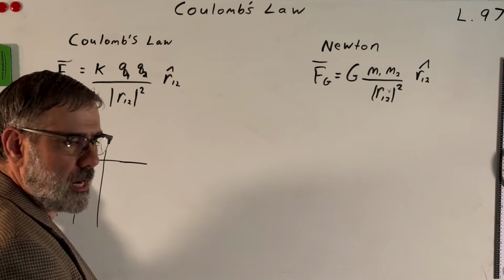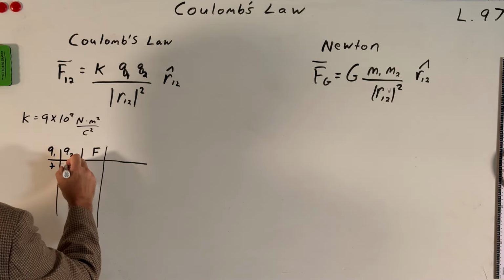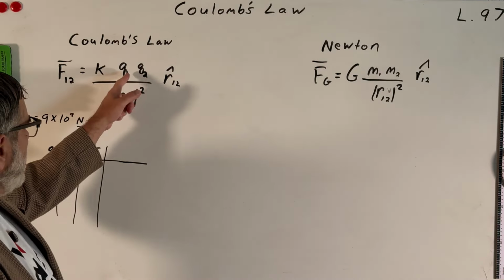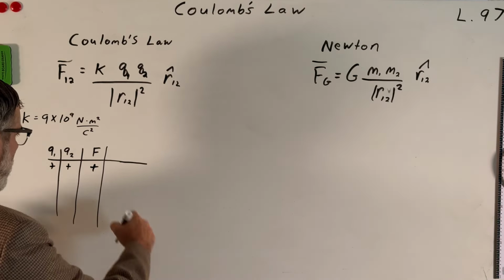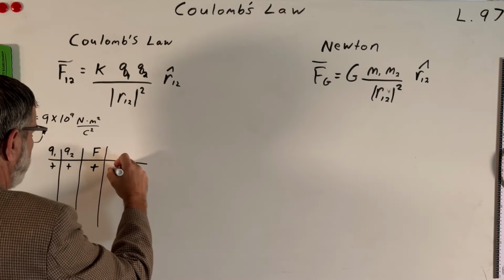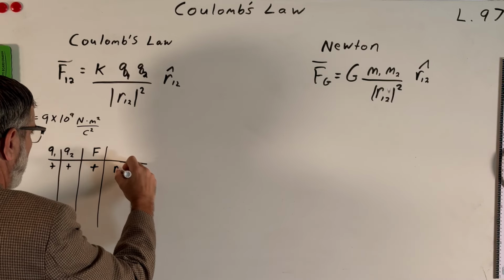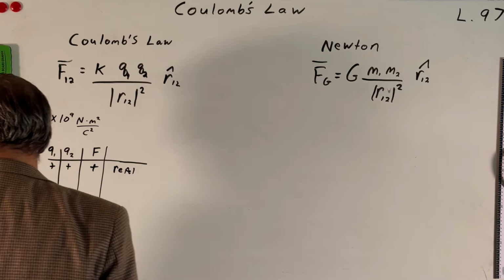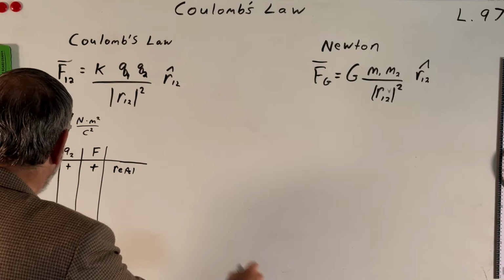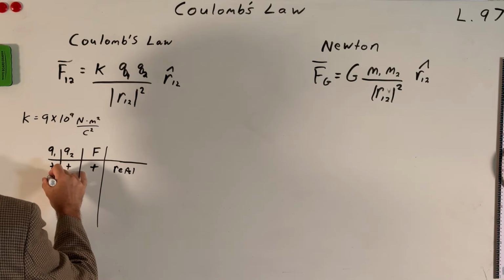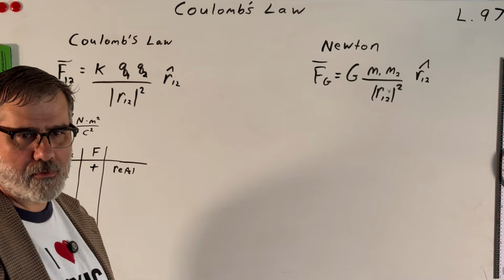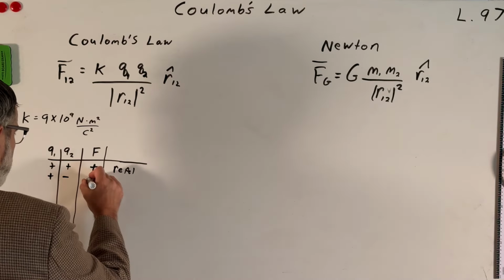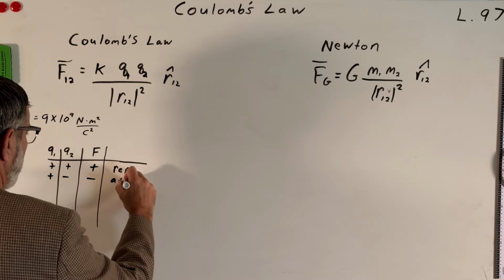If Q1 is positive and Q2 is positive, then when we multiply two positive numbers times each other, we get a positive number, right? And so that will be a positive number for the force, which would be what we call repel. Okay? If one of the charges is positive and one of the charges is negative, what happens when you multiply a positive number times a negative number? It becomes negative. So the force is now negative. This is what we would call attract.